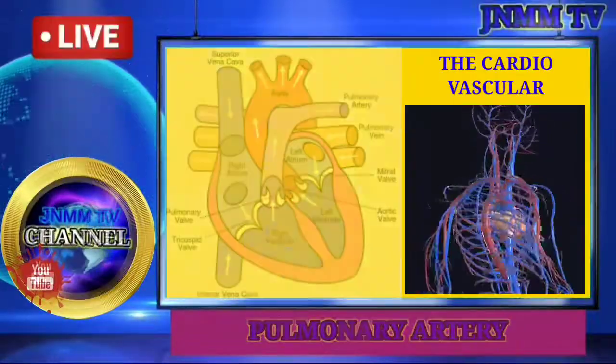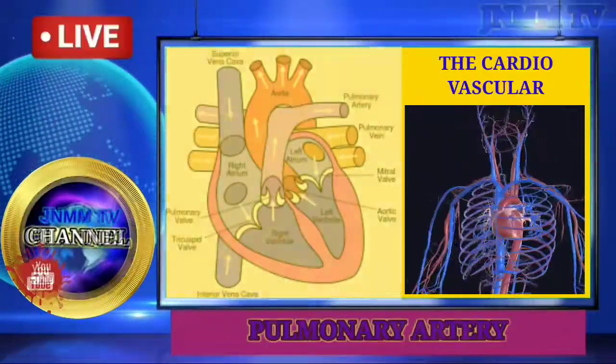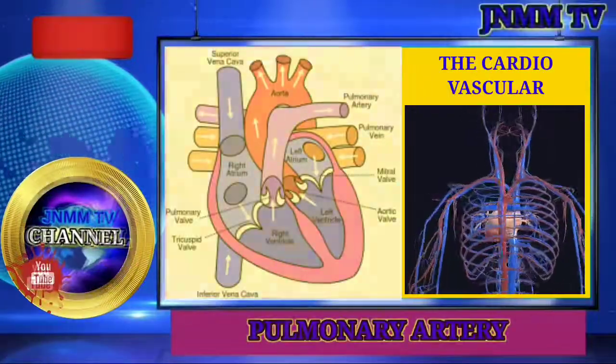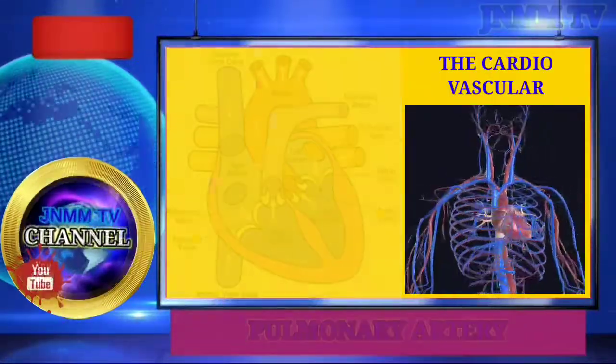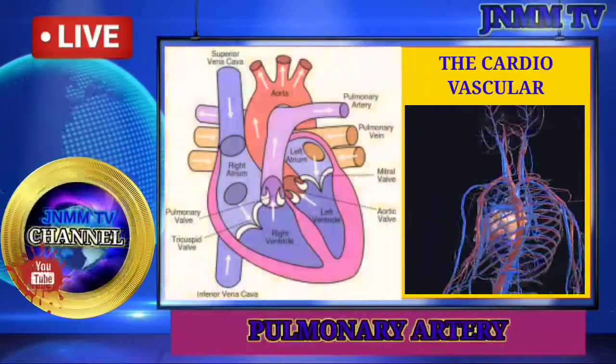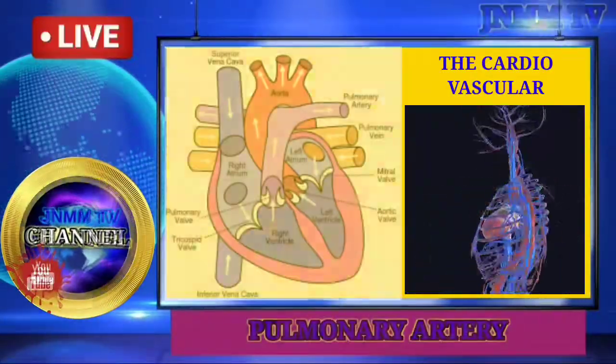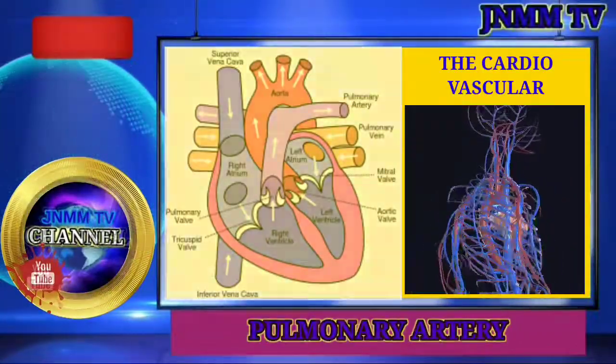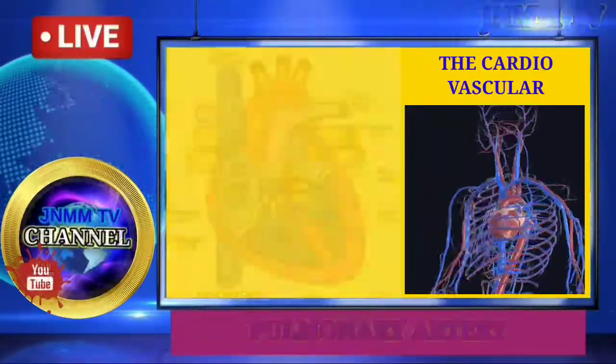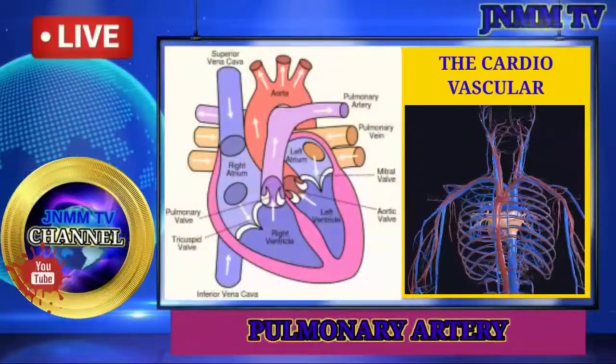Function: the pulmonary artery carries deoxygenated blood from the right ventricle to the lungs. The blood here passes through capillaries adjacent to alveoli and becomes oxygenated as part of the process of respiration. In contrast to the pulmonary arteries, the bronchial arteries supply nutrition to the lungs themselves.